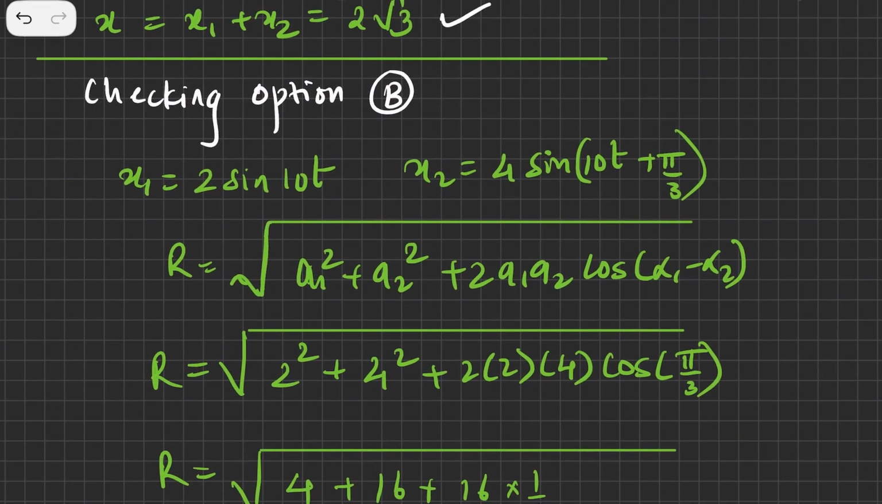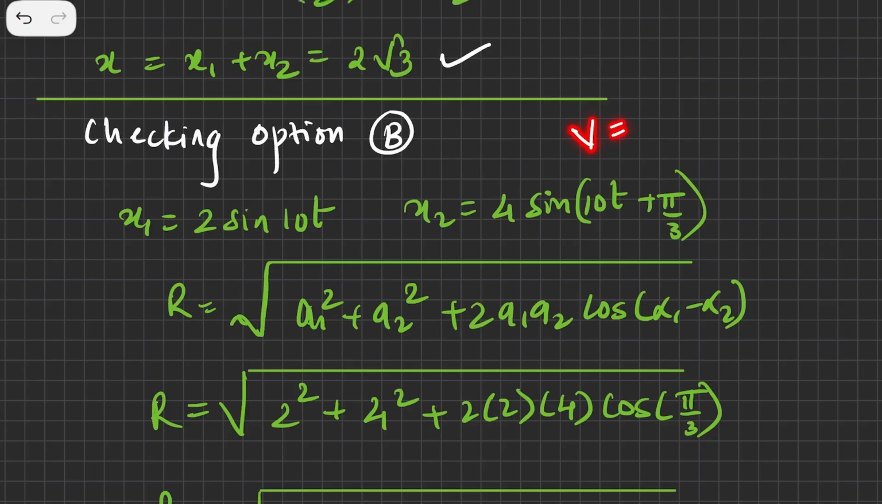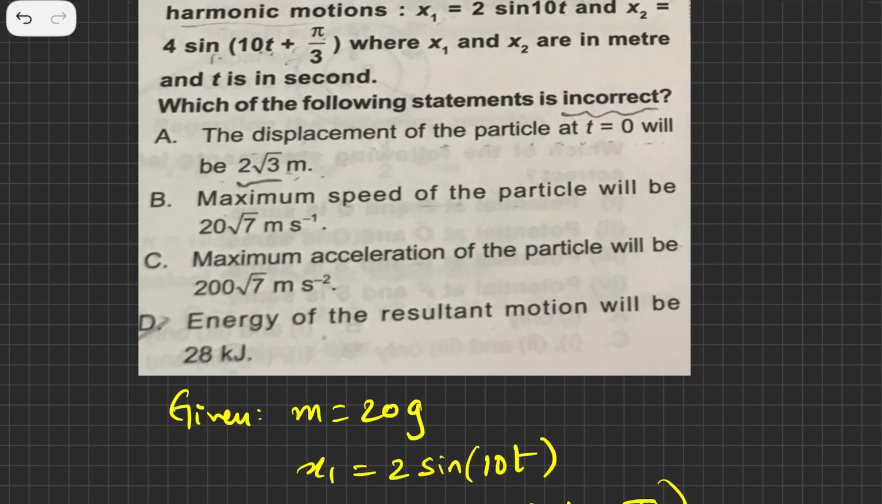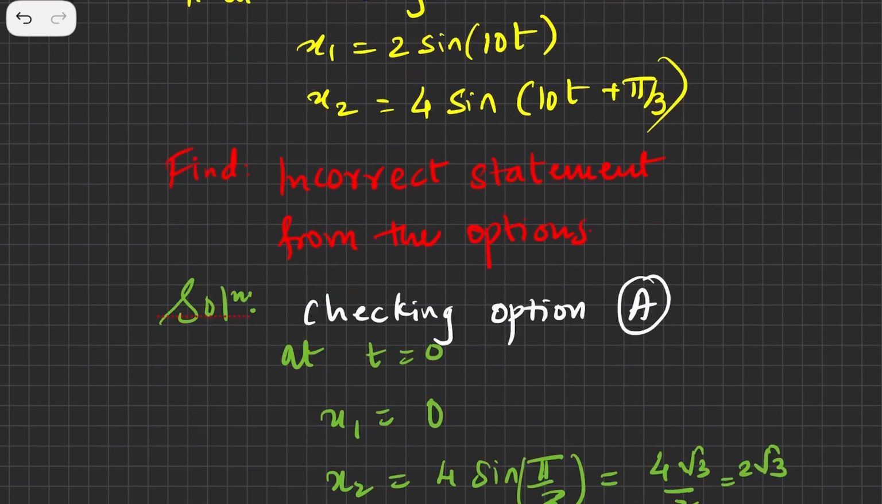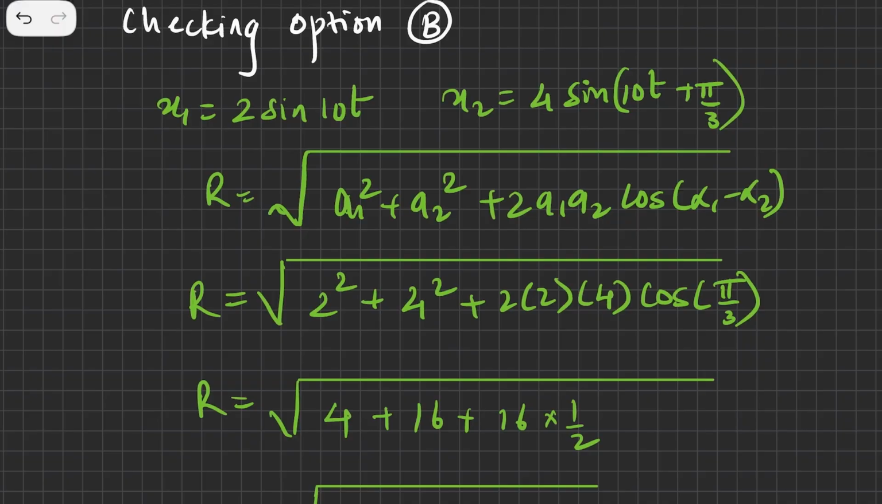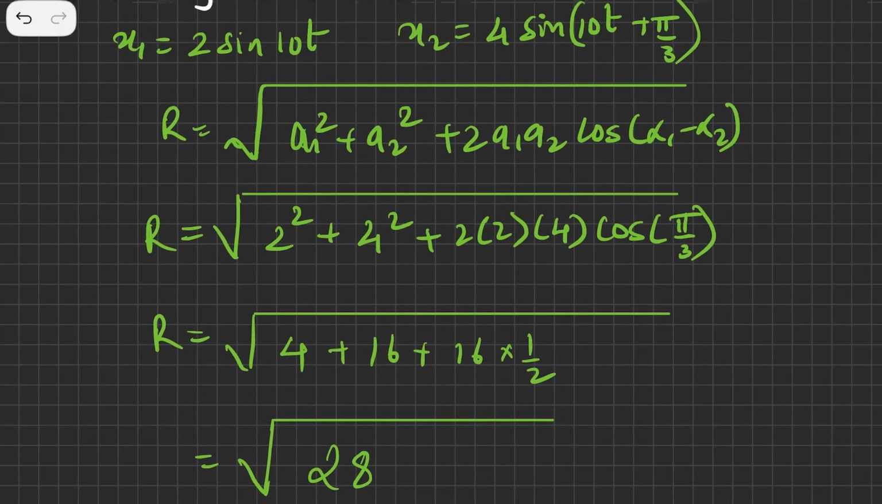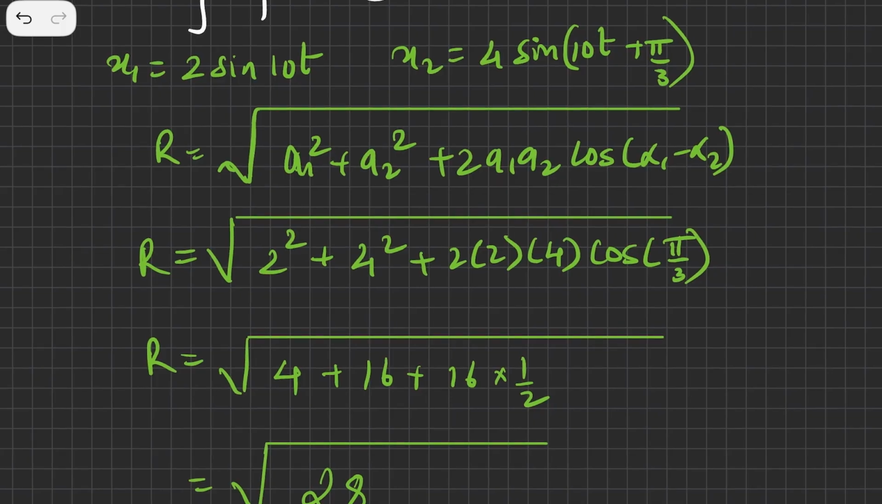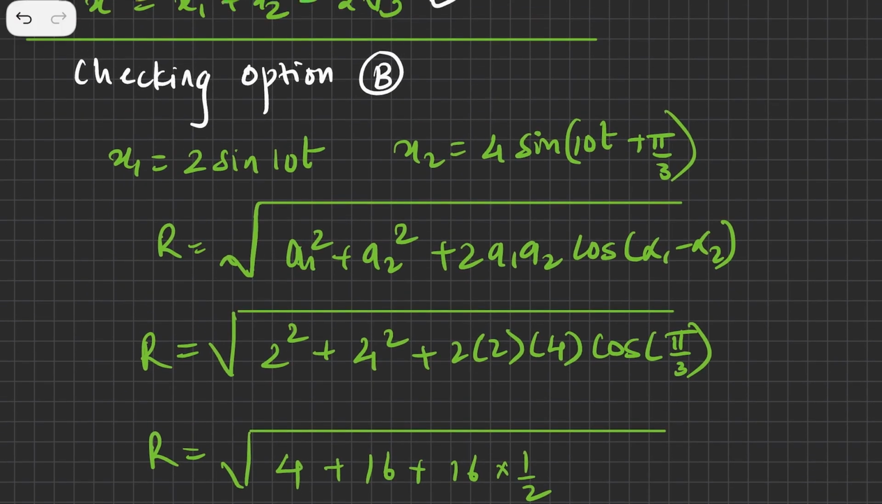Now in option B they have said the maximum velocity is 20 root 7. I guess it's 20 root 7. So let's try to find out the maximum speed. Now if this is my x1 and this is my x2, I'll find out the resultant amplitude between them. The formula for resultant amplitude which I am using is R equal to root of A1 square plus A2 square plus 2 A1 A2 cos of (alpha 1 minus alpha 2). This formula is derived in chapters on oscillation.